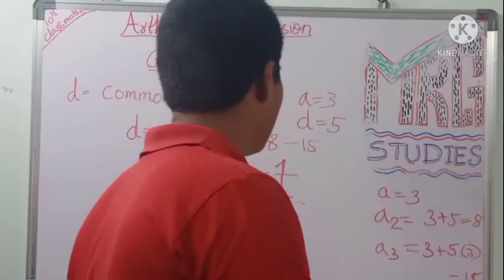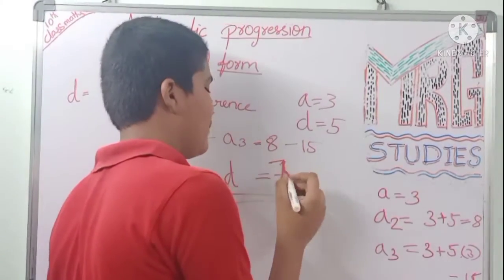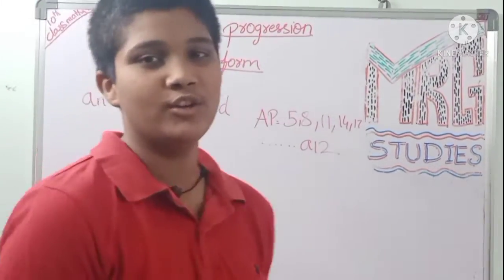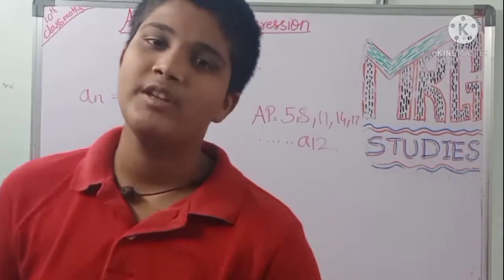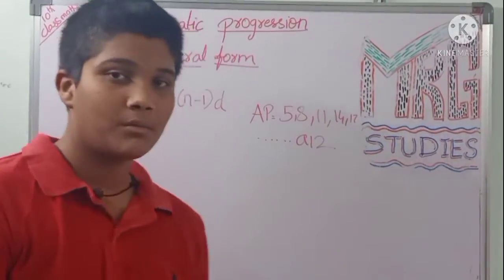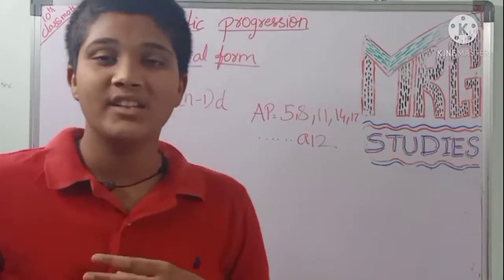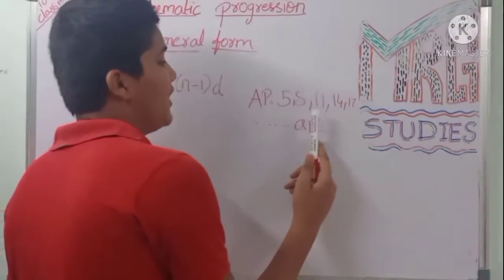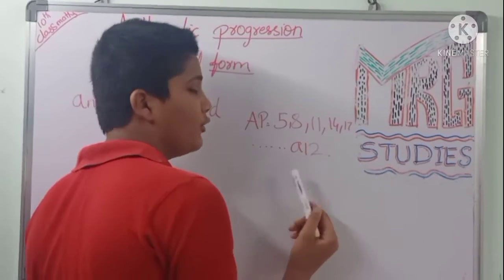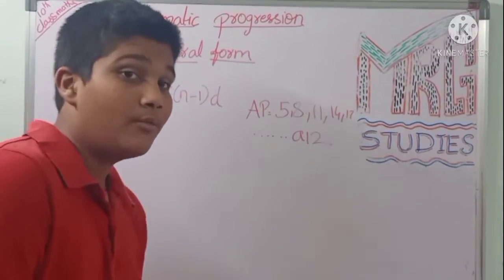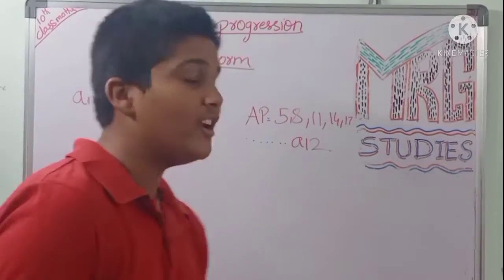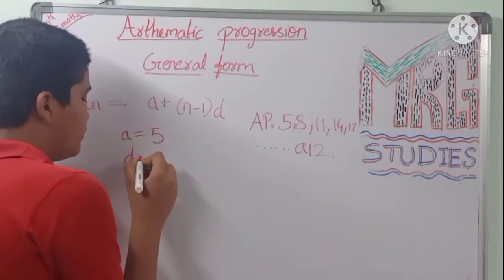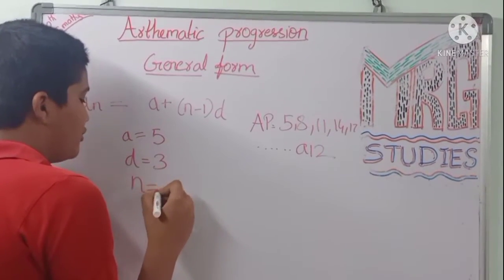Okay friends, now I will tell you another topic, another sum. If we have the question: find the number of terms and find the nth term. So if we have the AP 5, 8, 11, 14, 17 and so on up to A12, and they ask us to find the A12 value. So we have the values here: a equals 5, d equals 3, and n equals 12.